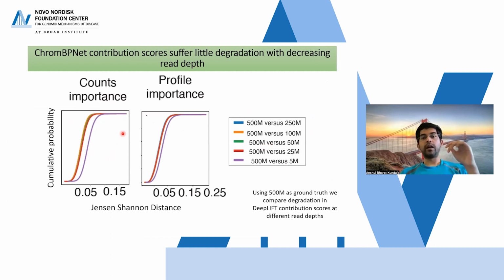And then if you look at the DeepLIFT profiles, you see the same thing. Up to about 10 million, 25 million reads, they are literally on top of each other. There's no reduction, no degradation at all in the DeepLIFT profiles. At 5 million reads, you start losing some things, but you still can recover a lot.